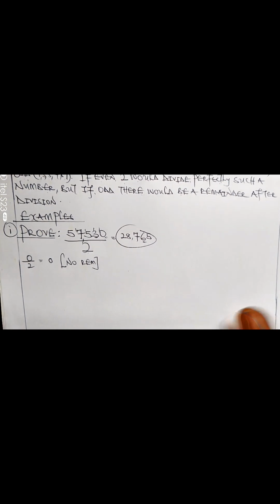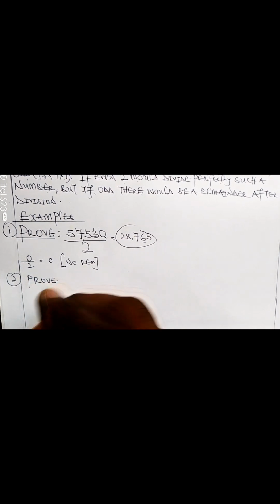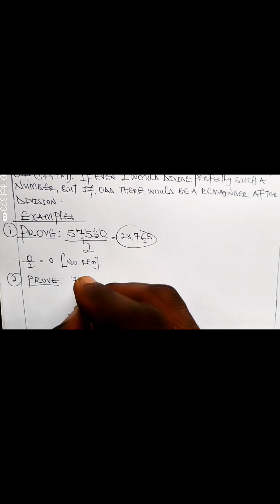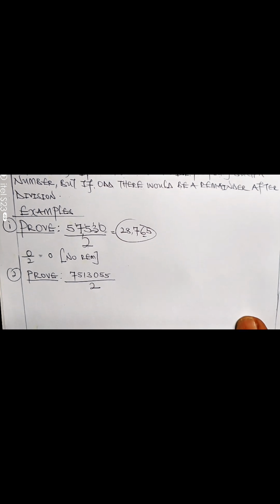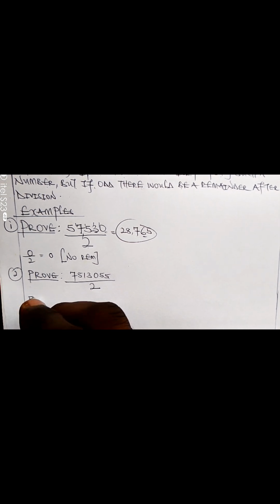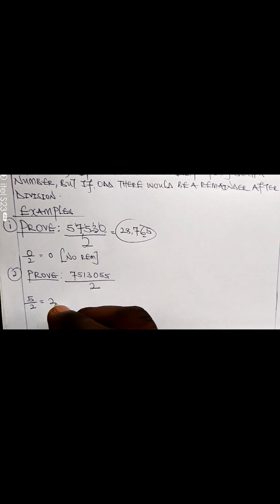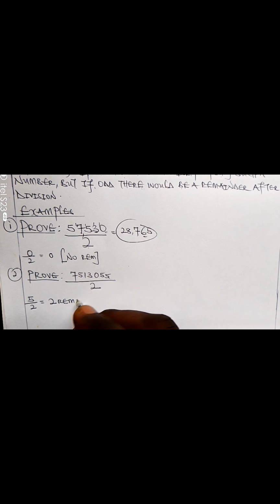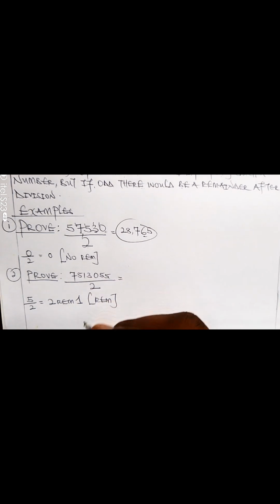There's another example we have to look at here. Test 7513055 divided by 2. When 2 divides this number, how do we tell if there will be a remainder or not? It's very easy. Bring out the last digit, check if the last digit is even or odd. When we look at the last digit, 5 divided by 2. 2 in 5 is 2 remainder 1. It means there will be a remainder when 2 divides this number.